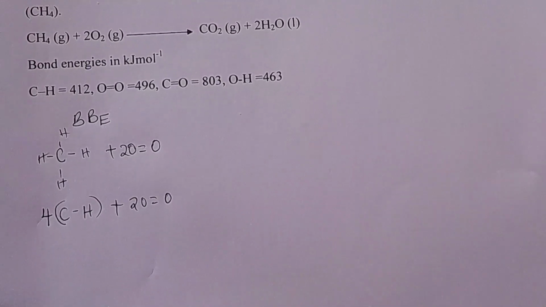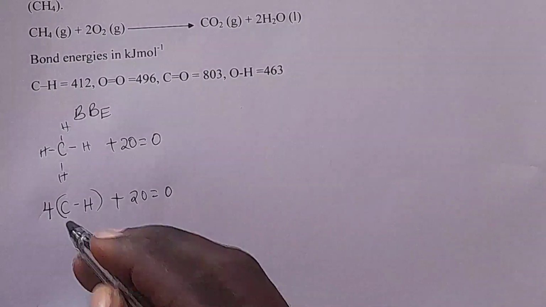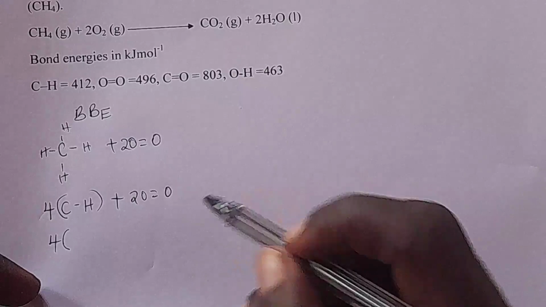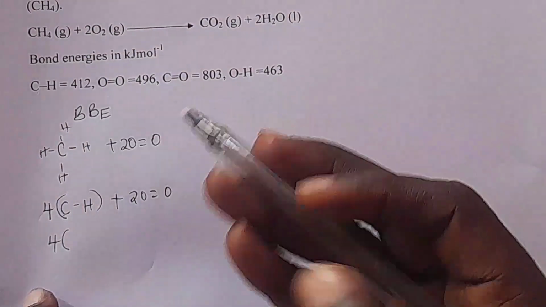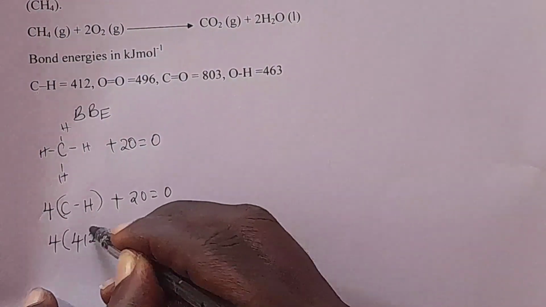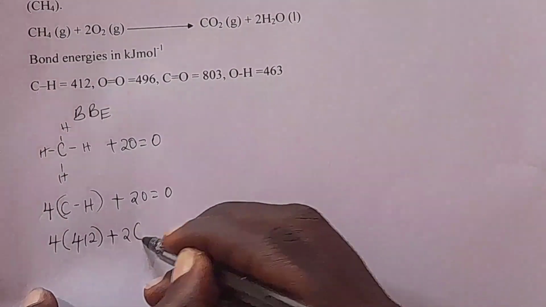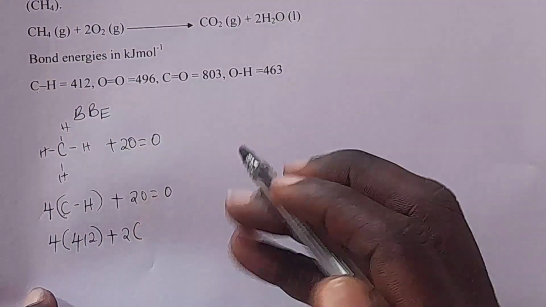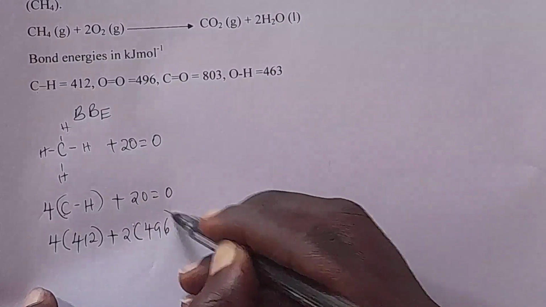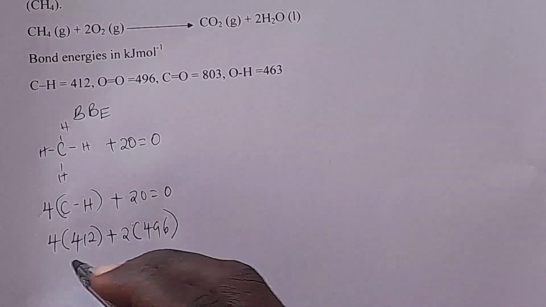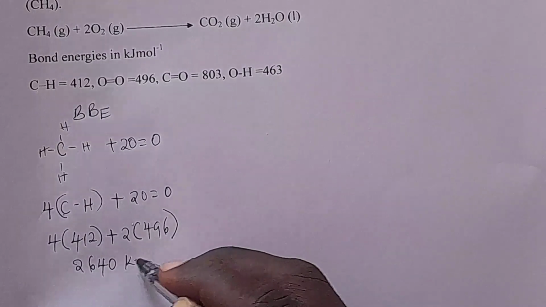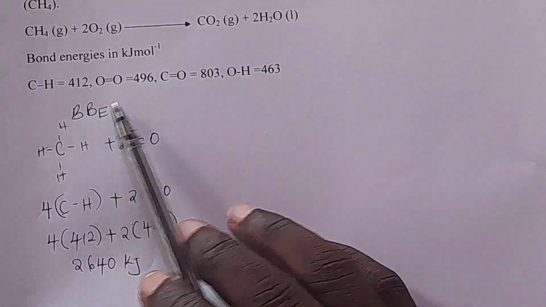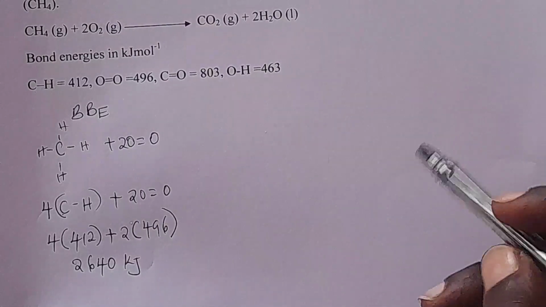So let's get the bond energy there. I'm having 4 bracket. What will be the bond energy for carbon hydrogen bond? It's 412 plus 2 bracket. What about the oxygen double bond? We're having 496. So if we add this, we are going to get 2640 kilojoules. That will be our bond breaking energies for that reactant side.